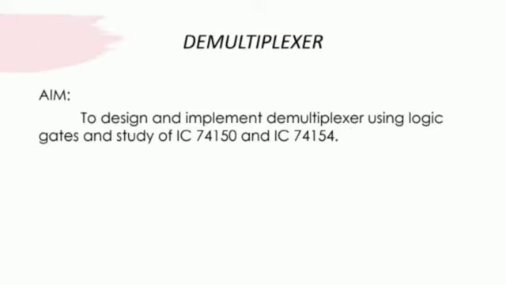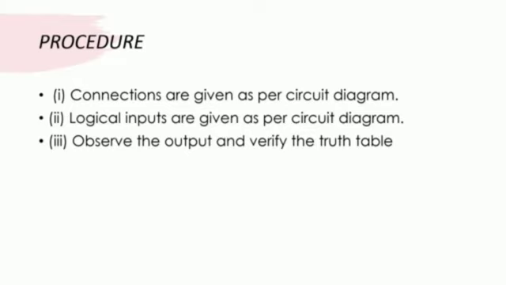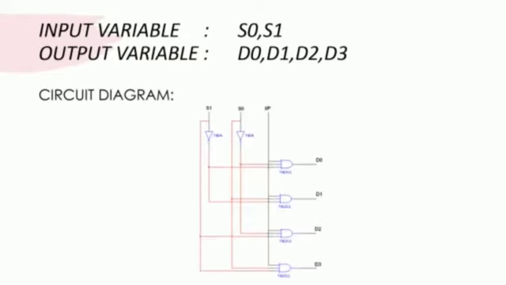The next is the demultiplexer, and the aim is to design and implement a demultiplexer using logic gates and study IC 74150 and IC 74154. The procedure is that connections are given as per the circuit diagram, and we have to give the logical inputs, observe the output and verify the truth table. Here the input variables are S0 and S1 and the output variables are D0, D1, D2 and D3. This is the circuit diagram for the demultiplexer, with 2 NOT gates and 3-input AND gates.